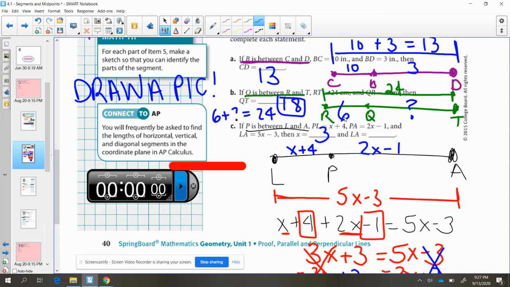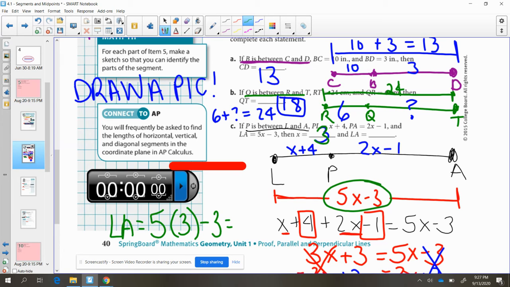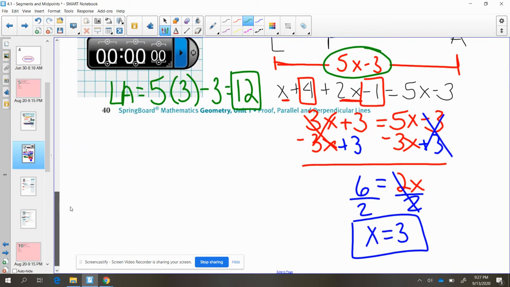The other piece this wants is what is the length of L to A. Okay, and a reminder, LA is going to be taken by plugging in to this 5x minus 3. So to find LA, we're going to take 5 times our x, which is what we found to be 3. We're going to subtract away 3 from that. So 15 minus 3, LA is 12. Okay, so there are our two answers. So there's two pieces to this. Make sure you answer them both.